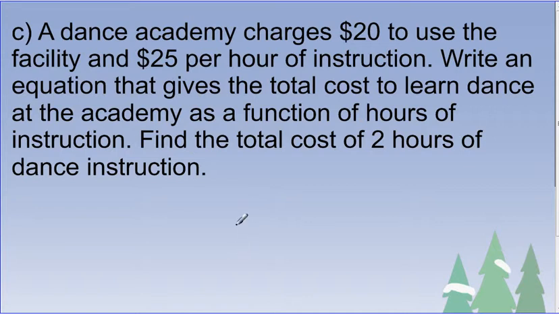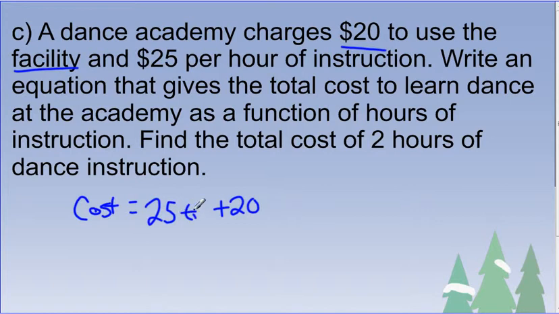Alright, so total cost is going to be, let's see, what do we have to pay for? We have to pay $20 just to use the facility, so we only pay that one time, so that's going to be just a plus 20. And we need $25 per hour of instruction, so every hour we're there, they're going to charge us 25 bucks. So the cost equals $25 times the time plus $20 for this facility. Okay, so this is kind of like our verbal model.